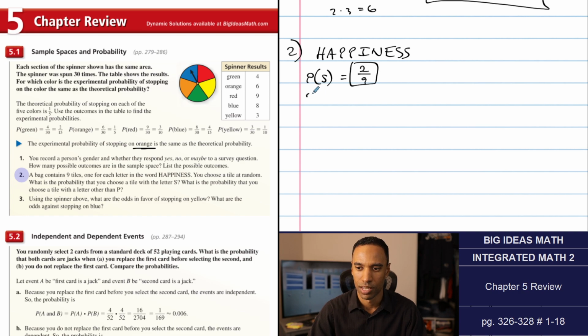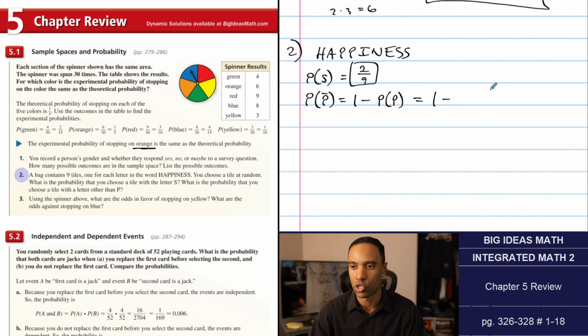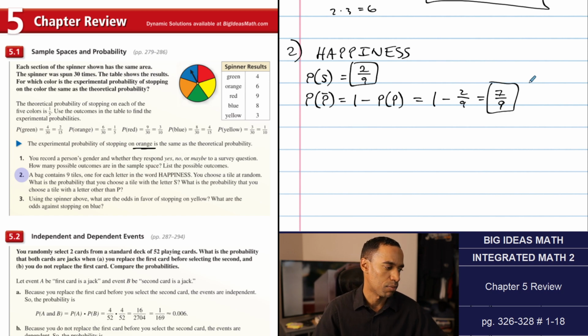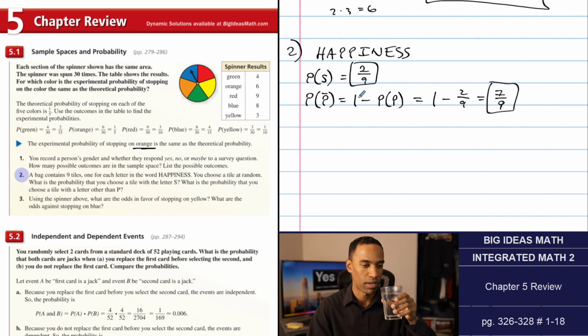Sort of. There is a second part, they just don't have them labeled. What's the probability you choose a tile with a letter other than P? So, well, other than P. So P not is going to be 1 minus the probability of P. So 1 represents the 100%, and then we take out the 2 P's that are there from the 9 tiles, and that gives us 7 other letters other than P out of the 9, and that's the probability we choose a letter other than P.